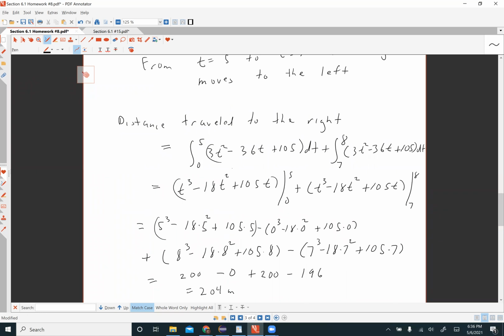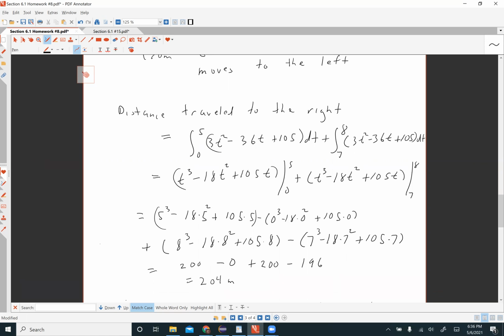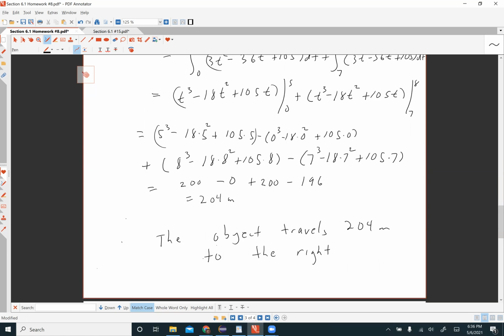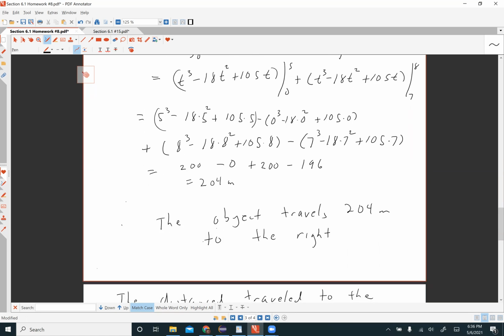We evaluate from 0 to 5. And then again from 7 to 8, it's the same antiderivative, t cubed minus 18t squared plus 105t. Then we just evaluate at the endpoints. It's f of 5 minus f of 0 plus f of 8 minus f of 7. As it turns out, we're actually traveling 204 meters to the right. From 0 to 5, we travel 200 meters to the right, and from 7 to 8, we travel another 4 meters to the right. So altogether, we travel 204 meters to the right, even though at the end our displacement is just 200.